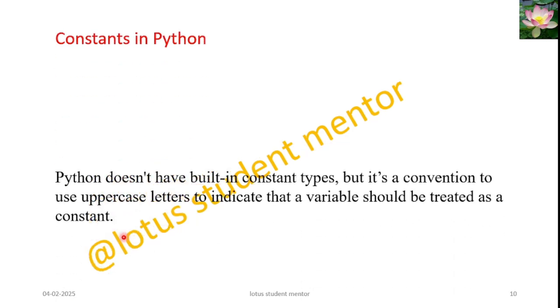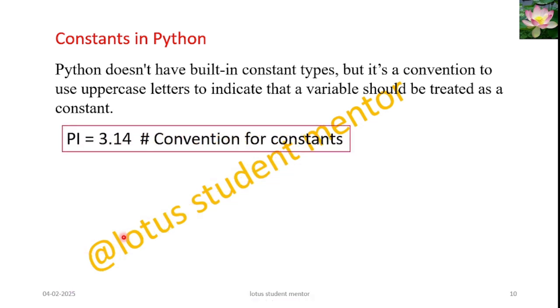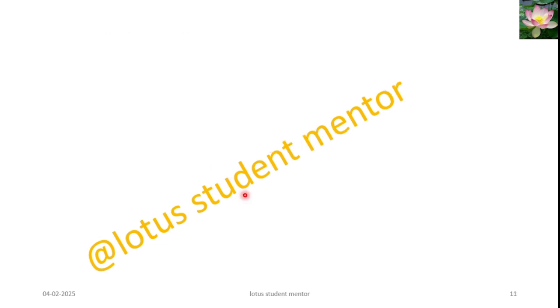Now what are constants in Python? Actually Python doesn't have built-in constant types, but it's a convention to use uppercase letters to indicate that a variable should be treated as a constant, for example PI equal to 3.14. That is a convention for constants.